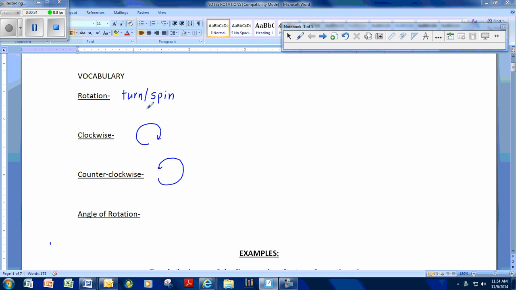In order to rotate, we need to know what direction we're going to rotate, and we also need to know the angle of rotation, which is how many degrees the shape turns or rotates. Now, if it does not tell you what direction to rotate, it's automatically counterclockwise.